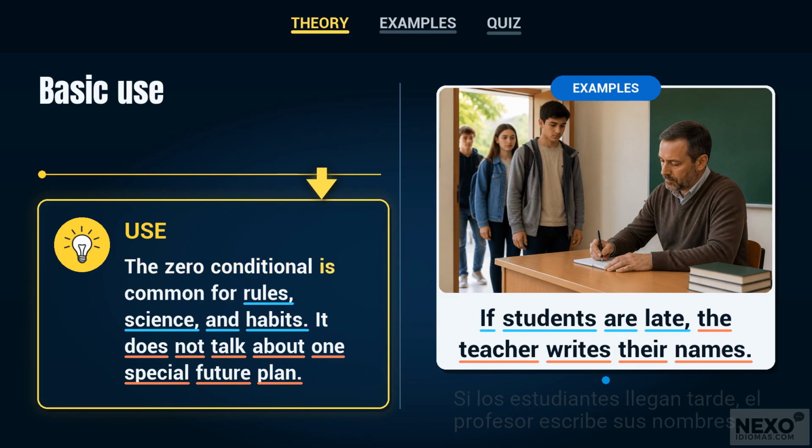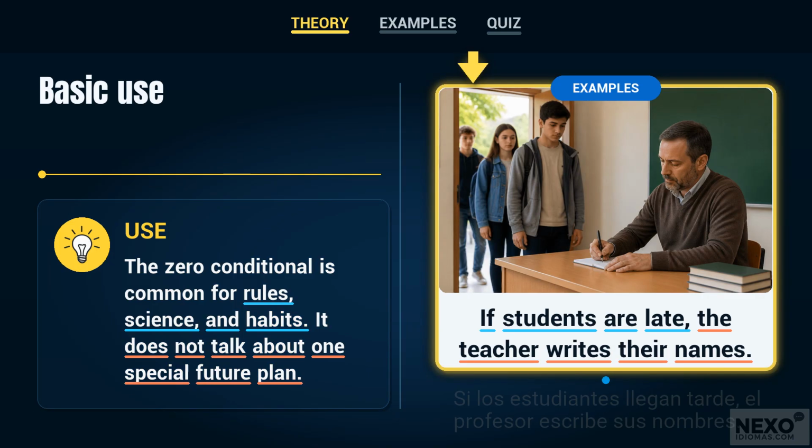The zero conditional is common for rules, science, and habits. It does not talk about one special future plan. Example. If students are late, the teacher writes their names.